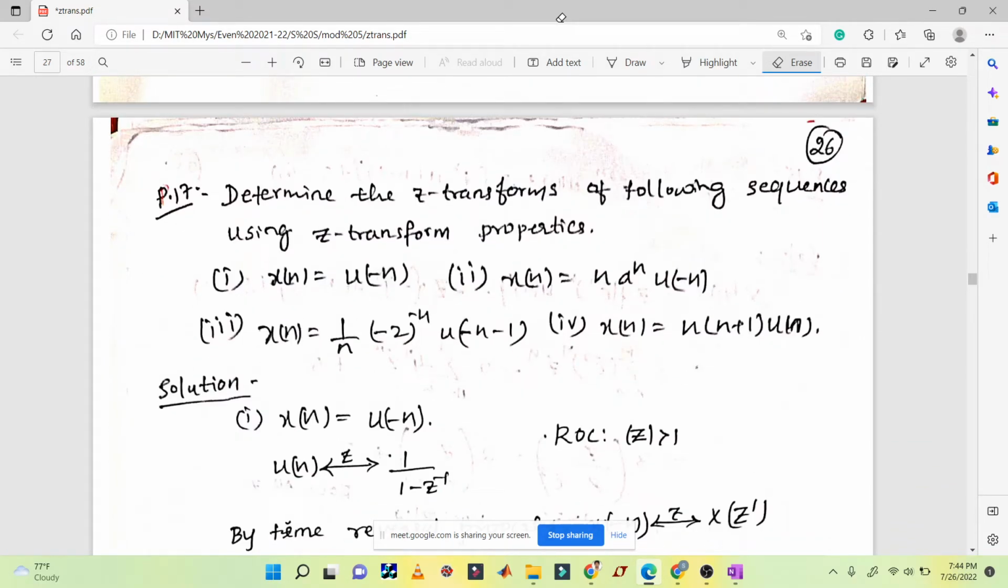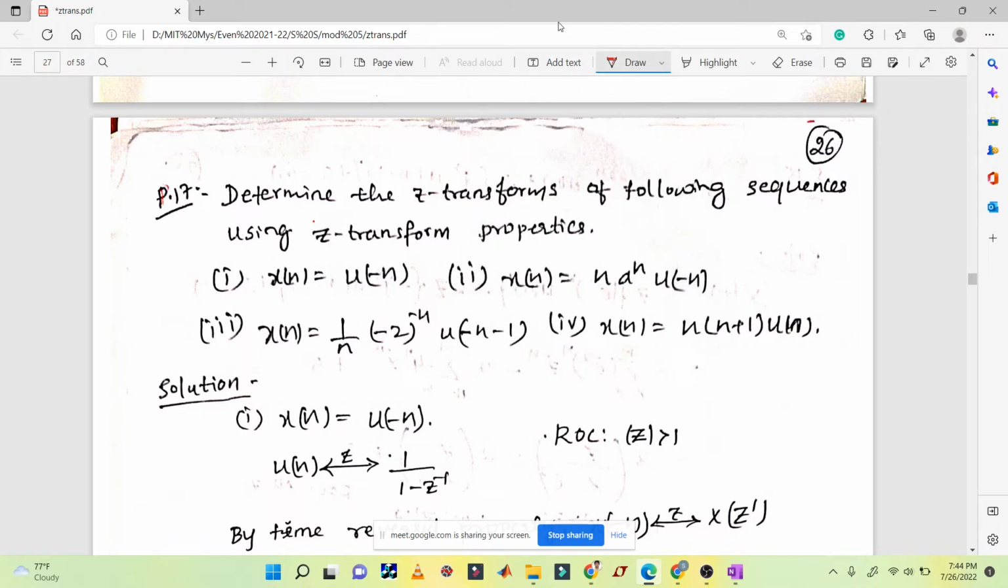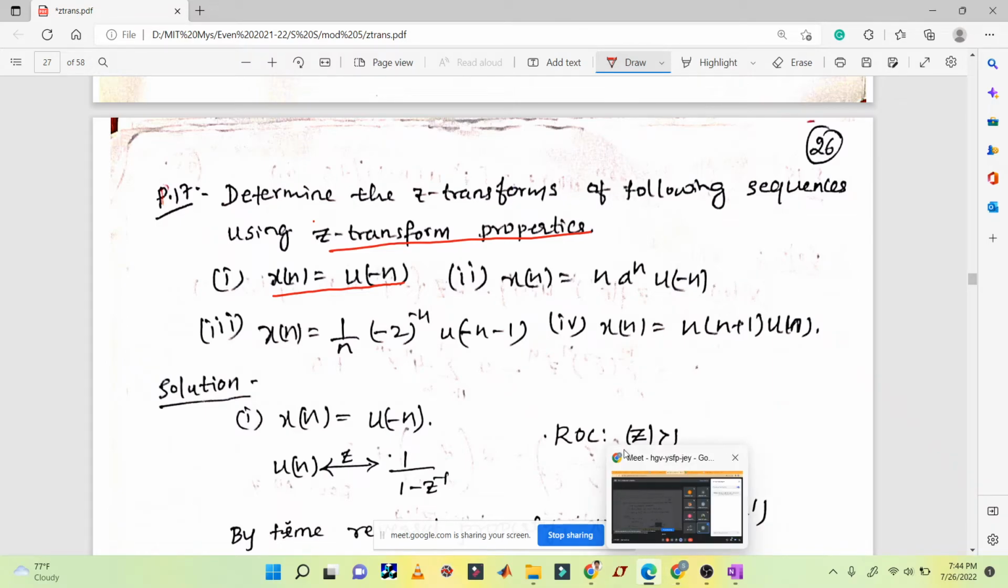Now these 4 problems are very, very important problems. What you can see here is that these problems are based on the Z-transform properties. We need to solve using properties. Until now, we were solving using the standard summation equations. At this point, we need to apply the Z-transform properties. Okay, so we need to recollect the properties. What properties do we need to recollect?